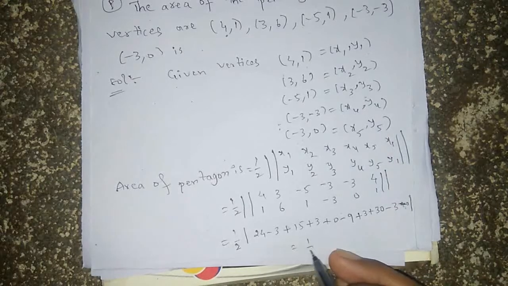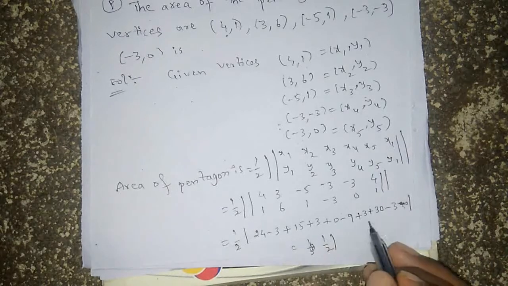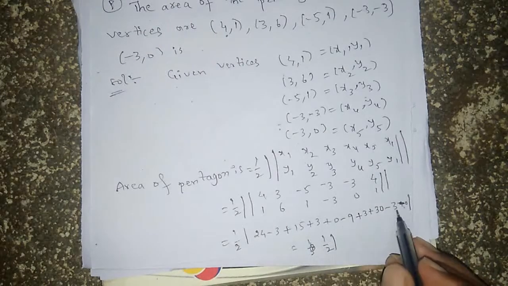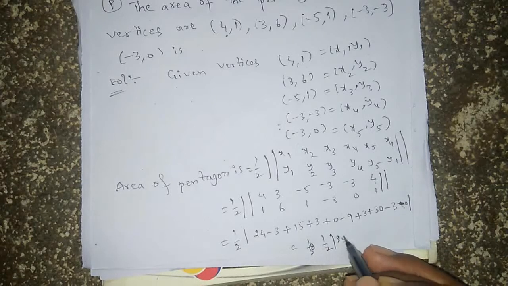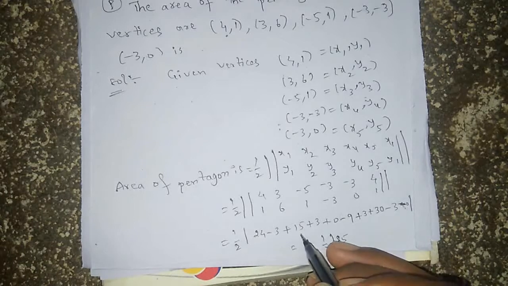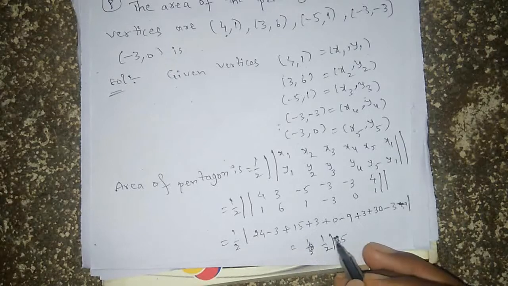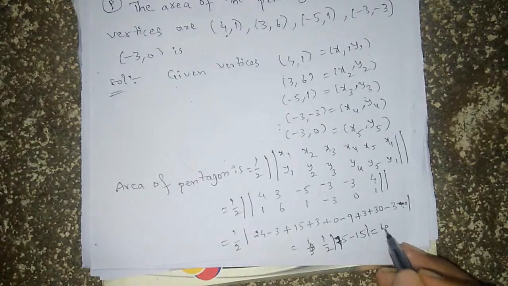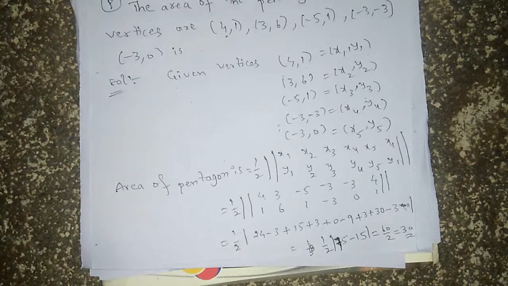That is equal to 1/2 of 24, 39, 42, 45, 85, 85 minus 6, 15, 85 minus 15 is 42, 45, 75. Sorry, 75 minus 15 is 60 by 2. That is equal to 30 square units. This is the area of the pentagon.